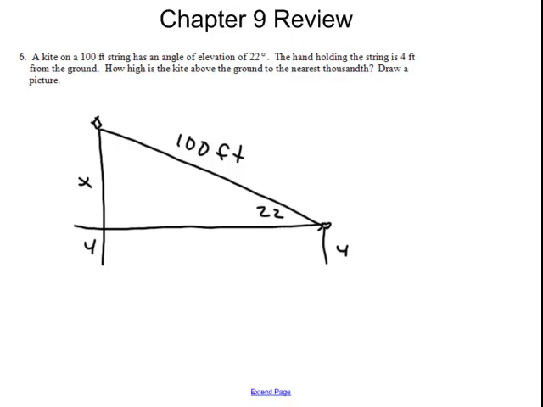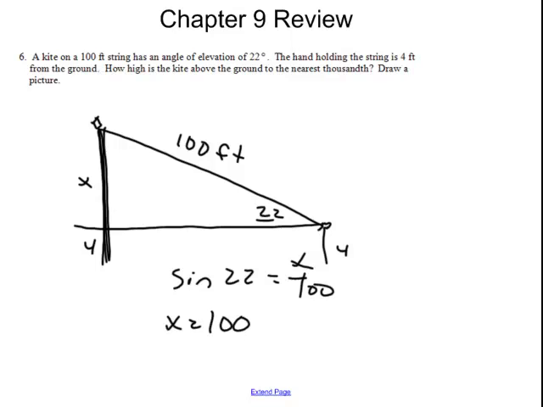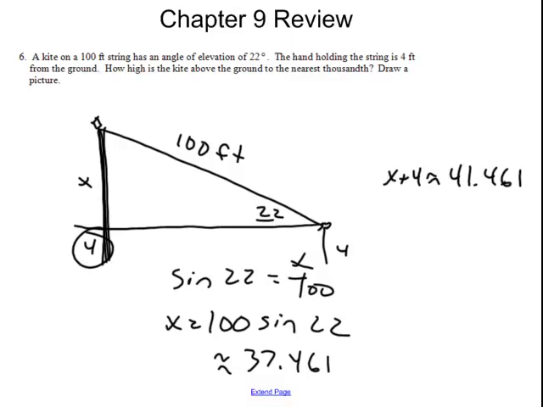If I can find this value, add 4 to it, that would give me the value of the height above the ground. So in this particular case, I'm looking at this angle. That's going to be the sine. So the sine of 22 is going to be equal to x over 100. So x is going to be 100 times the sine of 22. That's going to give me approximately 37.461. However, don't forget I've got to add the 4 from the hand, and so x plus 4 is approximately equal to 41.461.